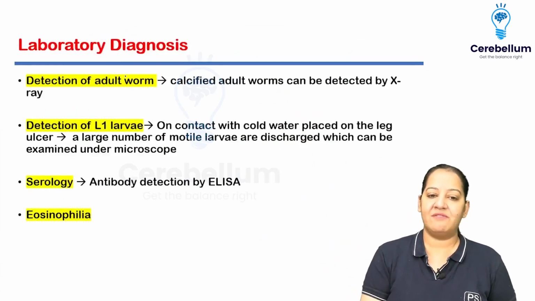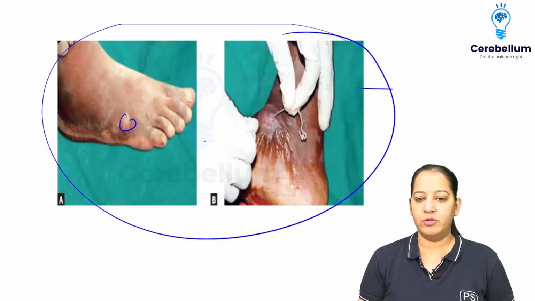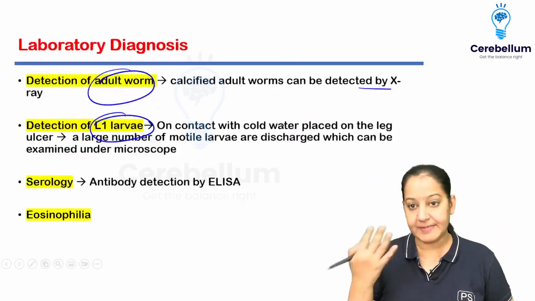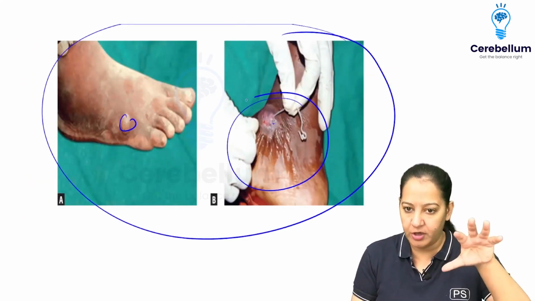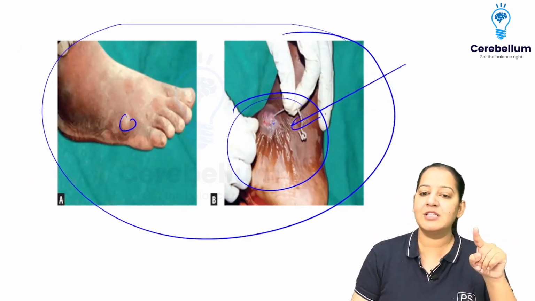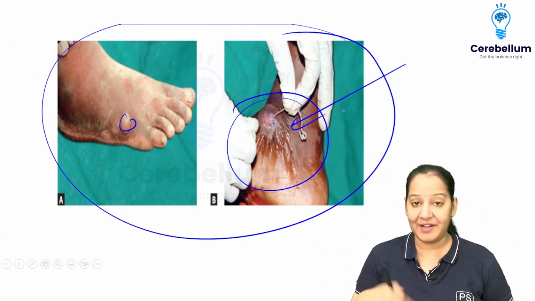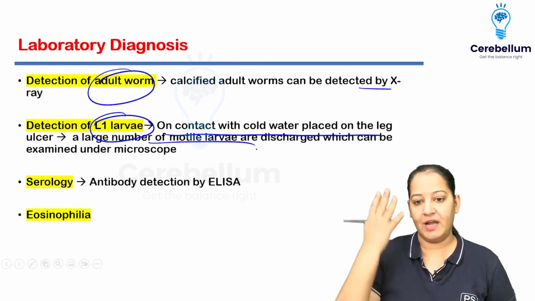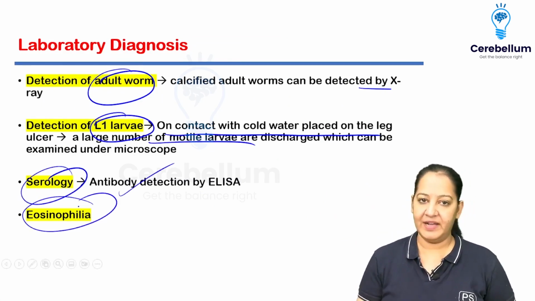In the lab diagnosis, we can detect the adult worm, we can detect the larva. For detecting the adult worm, we can do the X-ray. If you do the X-ray, you can see the adult worm inside the skin in the subcutaneous tissue. For seeing the larva, just put cold water over the blister. If you have suspicion, just put cold water over this blister, the larva will be released. So artificially, you can release the larva, right? So on contact with the cold water, on the leg ulcer, you can see a number of motile larvae come out, right? You can take the blood sample and look for antibody, and in the blood eosinophilia, the non-specific, can be there.